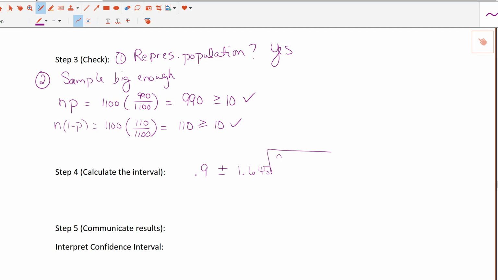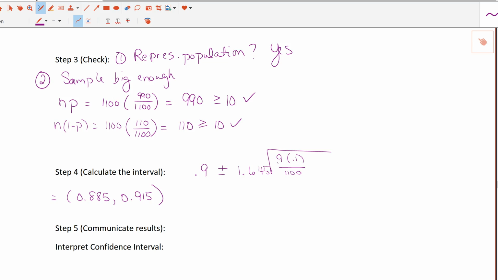And then this would be times the square root of 0.9 times 0.1 all over 1100. So if we calculate that, we get a confidence interval of 0.9 minus that number is going to be 0.885, and 0.9 plus that number is going to be 0.915.